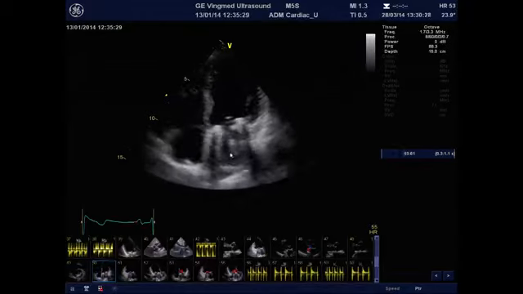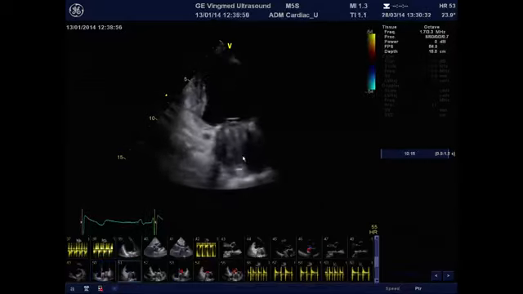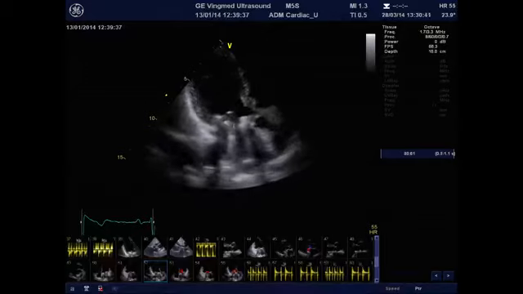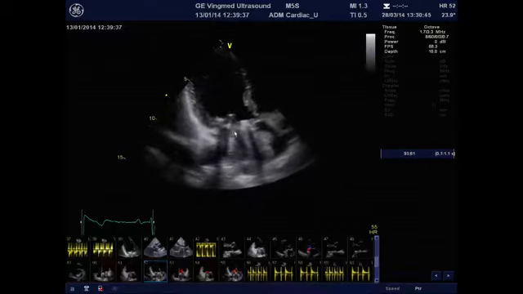So we're going to do the same thing in 4-chamber view, in 2-chamber view, and also in 3-chamber view. You can see that in each view, we perfectly see the movement of the leaflets that are strictly normal in that case.